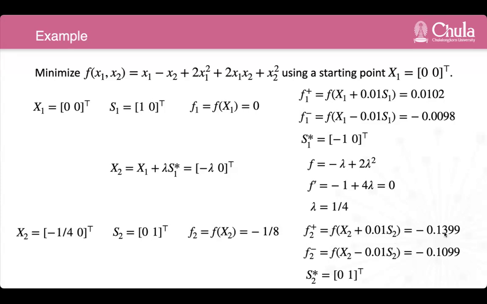If we take positive, we obtain minus 0.1399. If we take negative, we obtain minus 0.1099. Which way should we go? Positive or negative? Yes, positive, right? So the correct direction should be 0, 1. Then we apply this direction 0, 1.